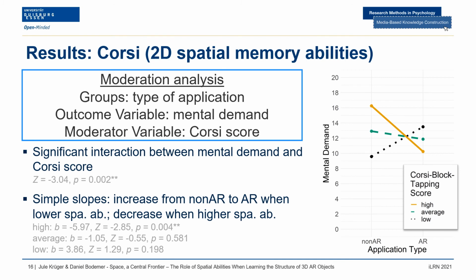To get a more complete picture, we looked at the data from the different questionnaires again and found the opposite pattern of this interaction concerning mental demand, thus showing an increase of this variable for lower but a decrease for higher abilities learners.